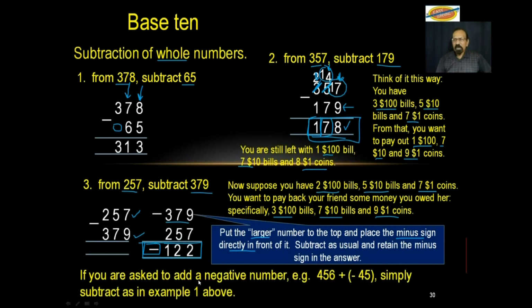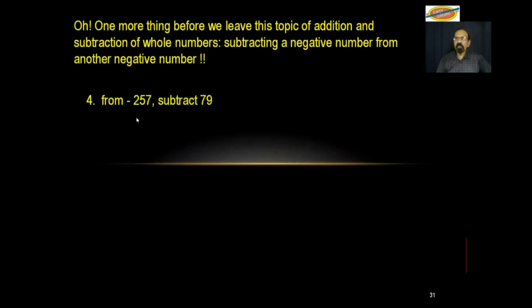If you are asked to add negative numbers to a positive number, like 456, remember this 4 has a positive in front of it, plus negative 45, you simply subtract the one that has the minus sign in front of it, just like we did up here. Now, one more thing before we leave this topic of addition and subtraction of whole numbers. If you have to subtract a negative number from another negative number. So let us say from negative 257, you need to subtract 79.